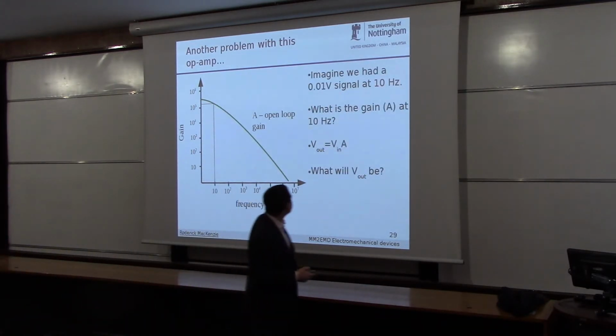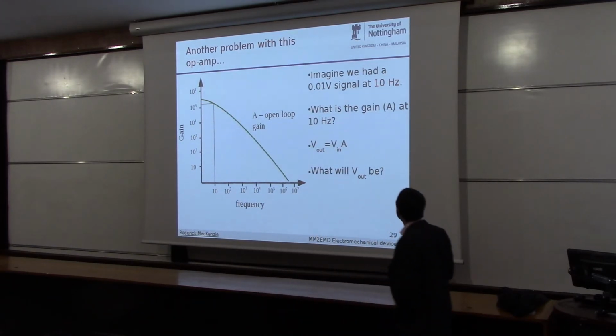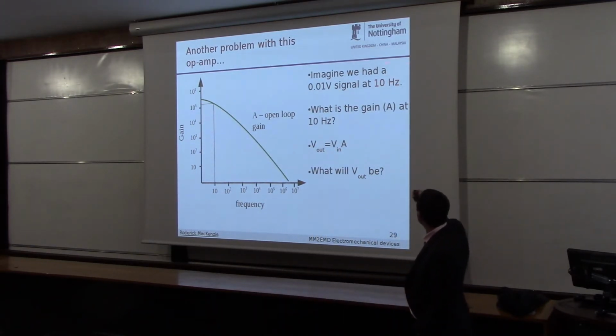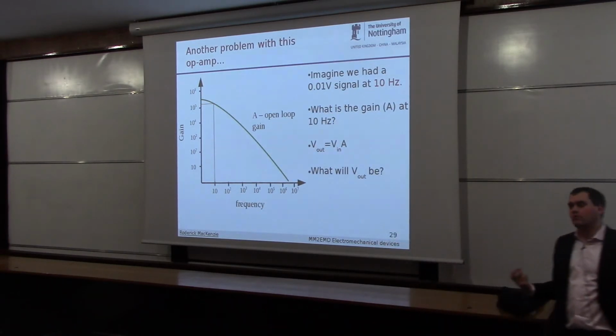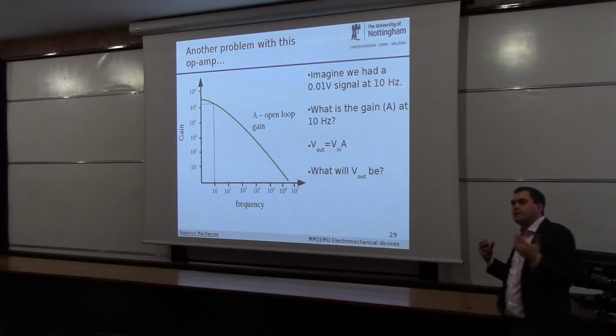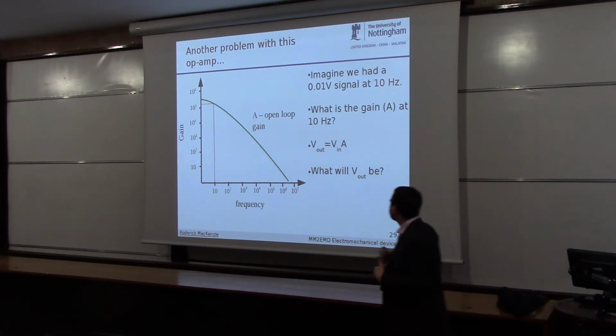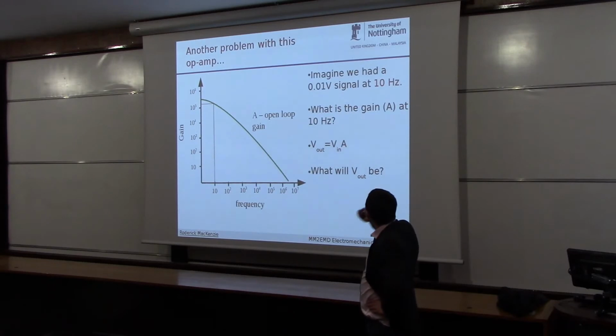So this is the other problem with them. So imagine we had a signal at 10 hertz. So here we've got a signal coming in at 10 hertz. This could be the sounds from an earthquake, or it could be really deep components of my voice. And the gain at 10 hertz is 10 to the 5, okay?